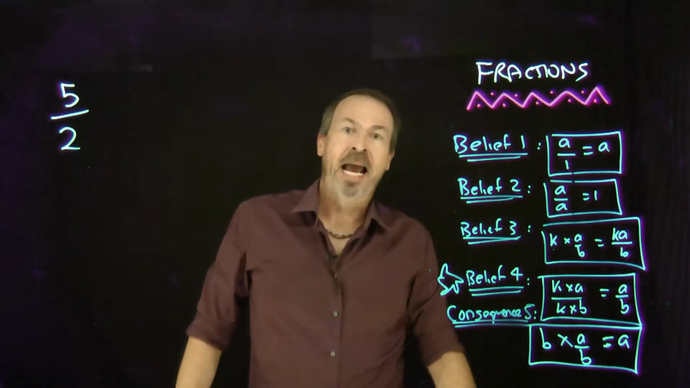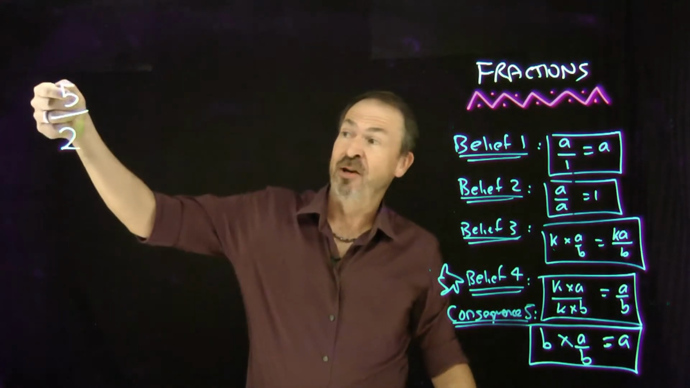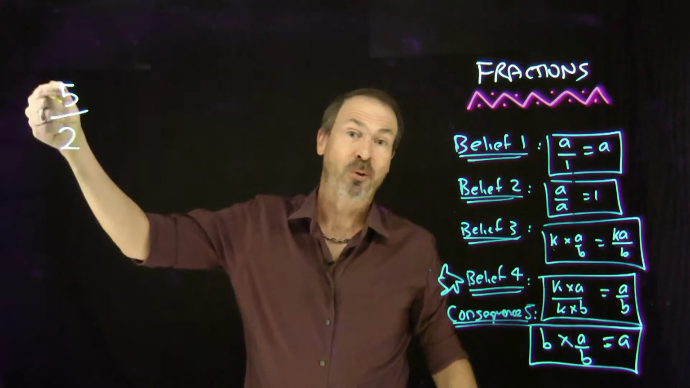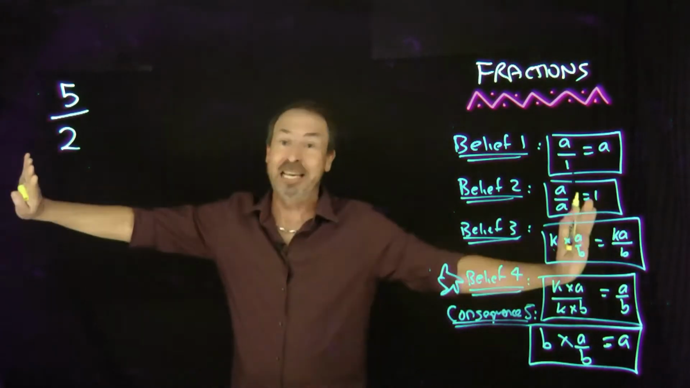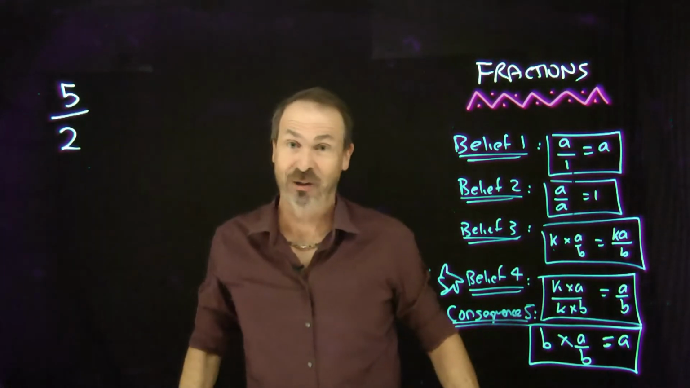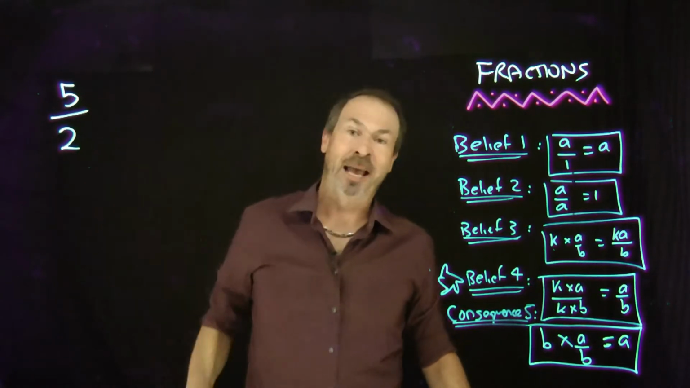Now people might call this an improper fraction because I have a numerator that's bigger than a denominator. People call those improper fractions, though there's actually nothing improper about them. They're perfectly fine fractions, nothing wrong with them. But let me work this out nonetheless.